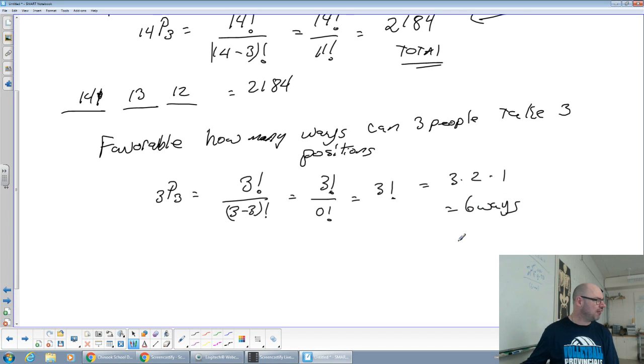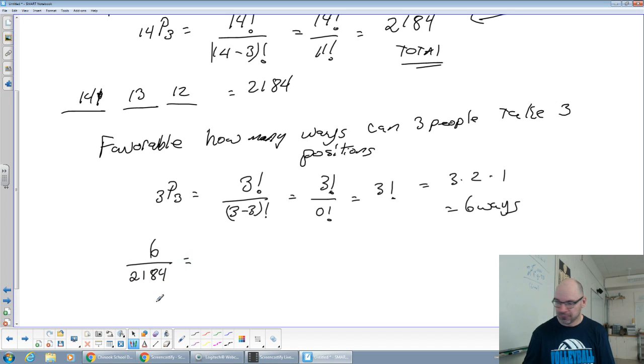So now you have your favorable and your total. The probability of this occurring is going to be 6 over 2,184. So what's that going to reduce to? 6 divided by 2,184 is 1 over 364. As a decimal, that's 0.0027.